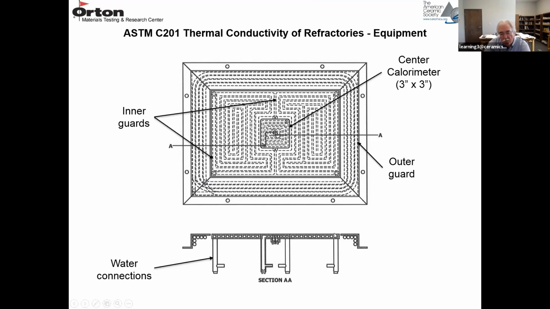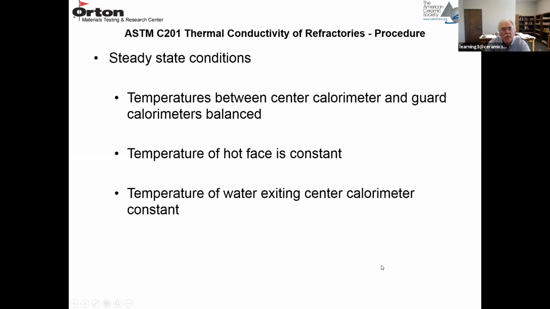So you have thermopiles and all these water wells, and you manually balance the flow of the water through each calorimeter until there's no temperature difference. And then you have uniform heat flow, constant temperature, so it's steady state, constant temperature, constant heat flow. So the temperatures between the center calorimeter and the guard calorimeters are balanced. The temperature of the hot face is constant. It's also constant on the cold face. The temperature gradient is constant. And then the temperature of the water that exits the center calorimeter is also constant. So complete steady state conditions.